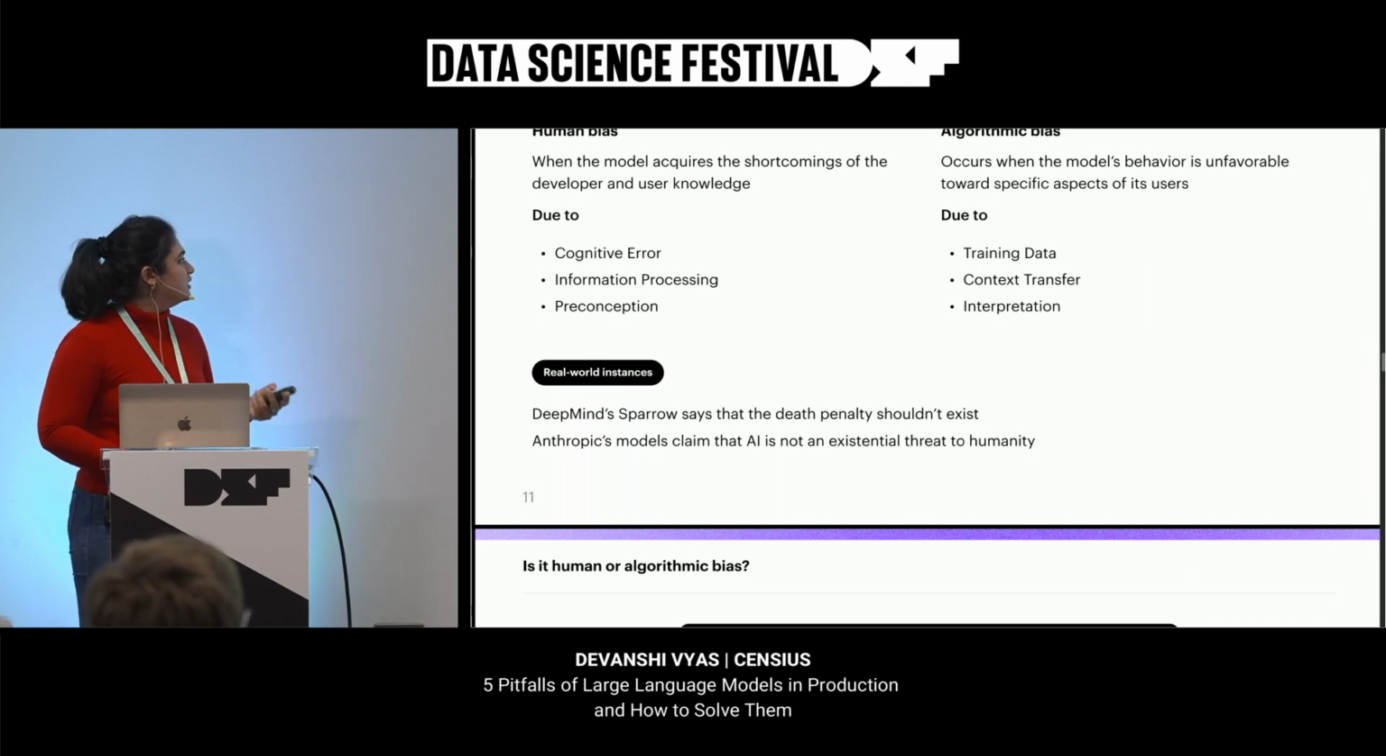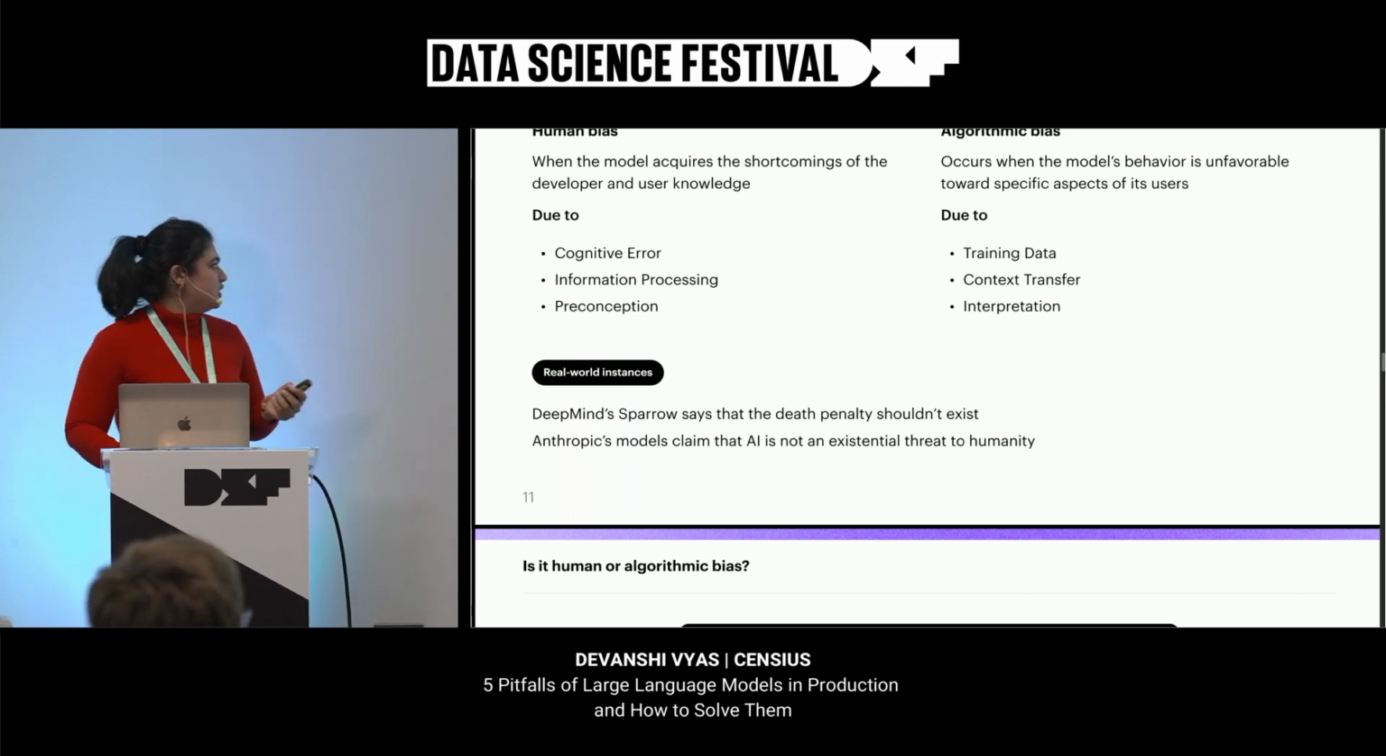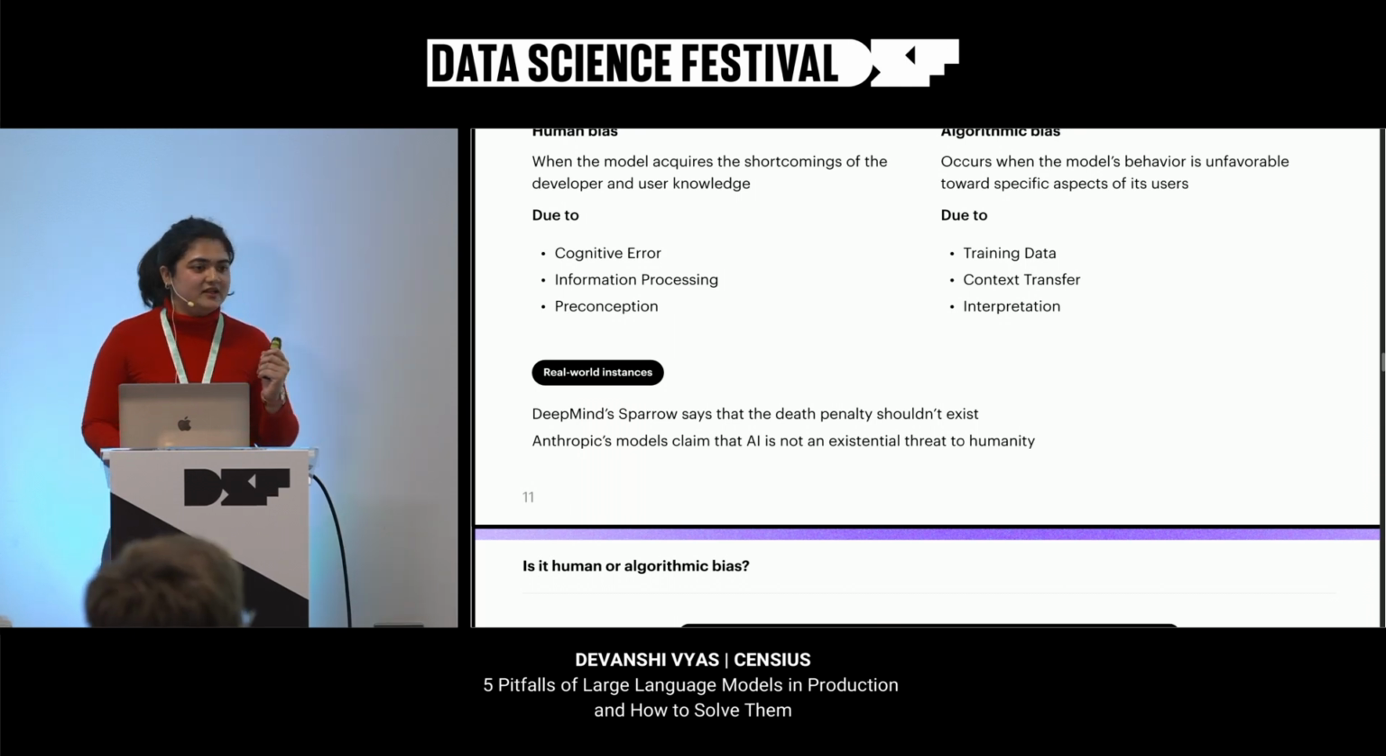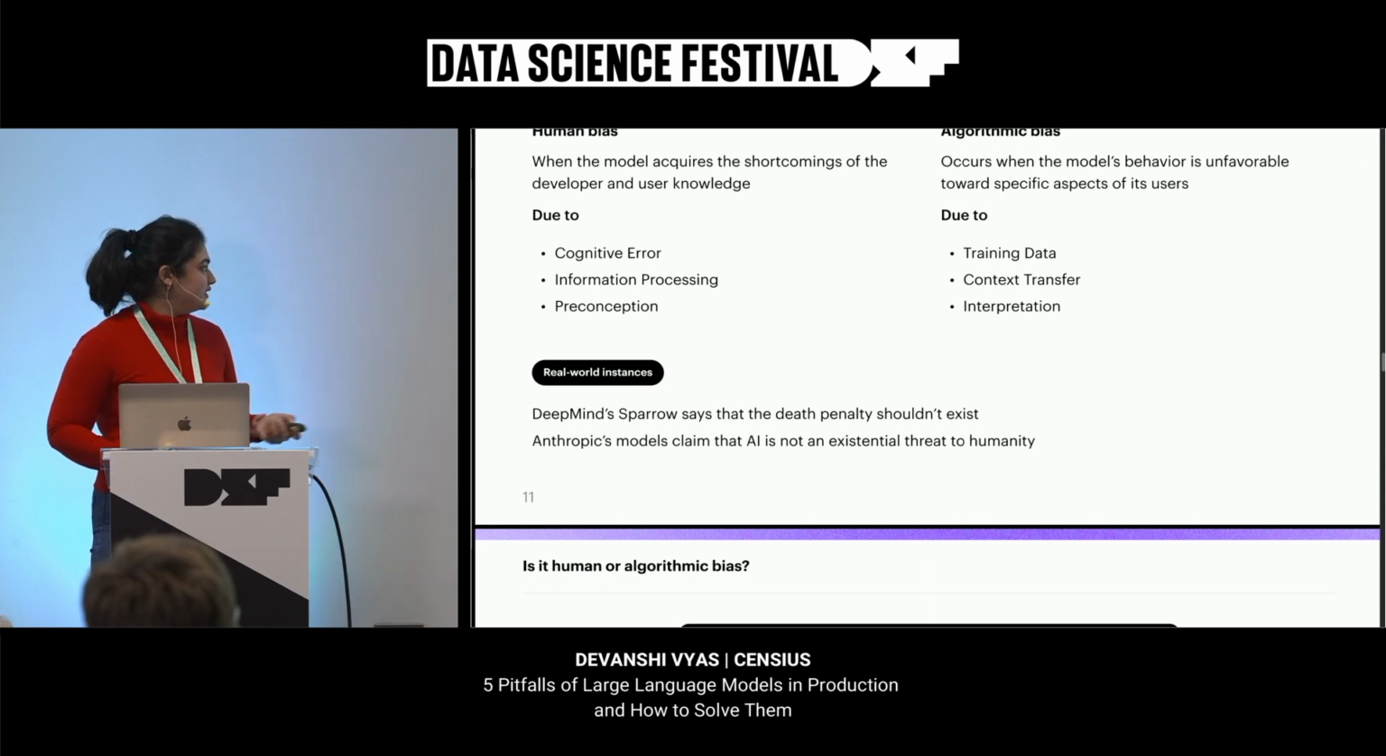So here are some instances. One is Sparrow, one is Anthropic, and they tend to have ideals which could be controversial. And ideally, in these cases, they should say, I don't know. But they do.